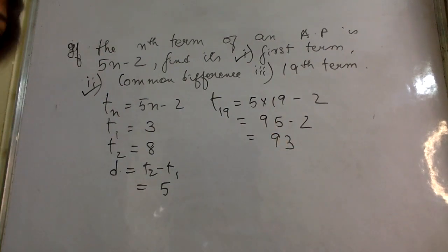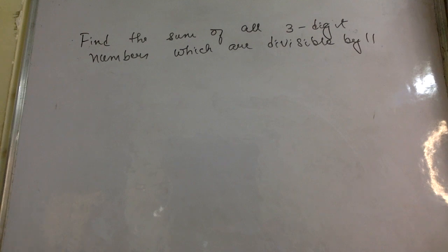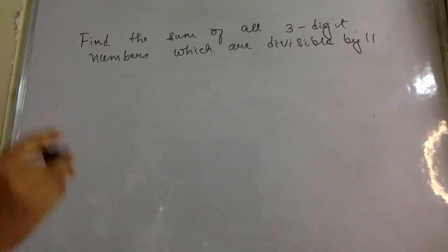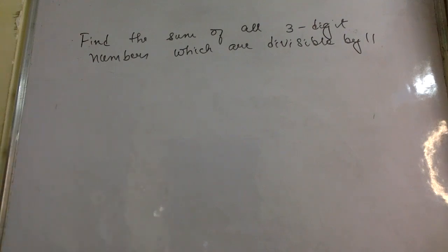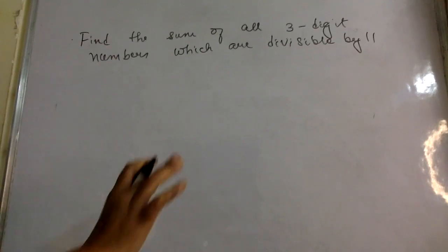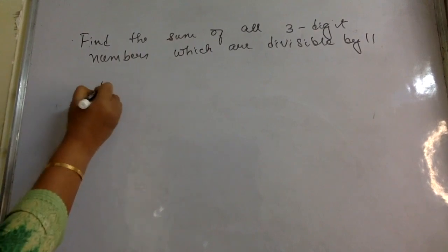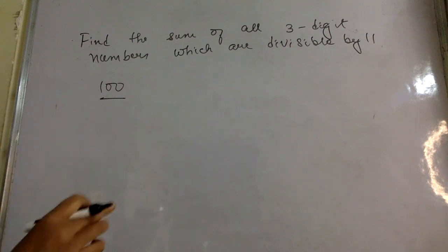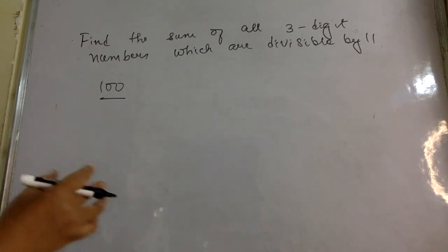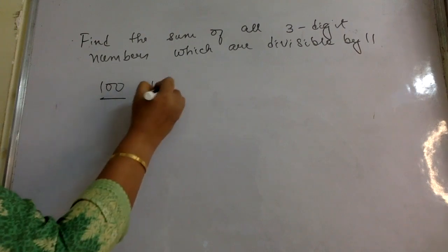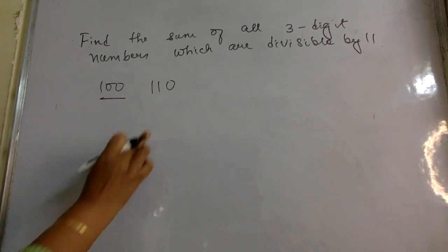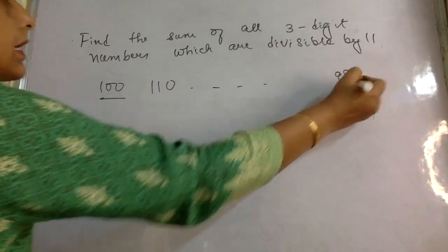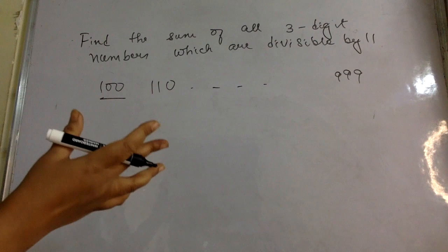So that was a pretty simple question. Find the sum of all 3-digit numbers which are divisible by 11. Now this is one type of question that keeps coming all the time. 3-digit numbers start from 100, isn't it? The first 3-digit number which is divisible by 11 after 99 is 110. So 110 is my first 3-digit number, and 3-digit numbers end at 999, so how do we get the last 3-digit number?